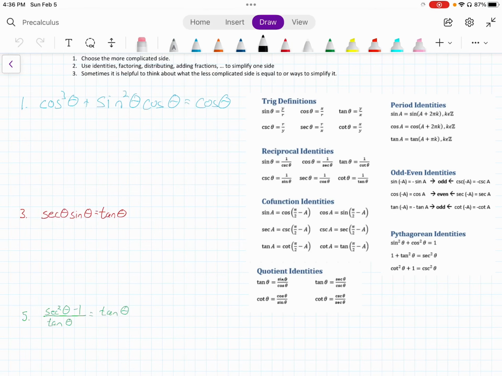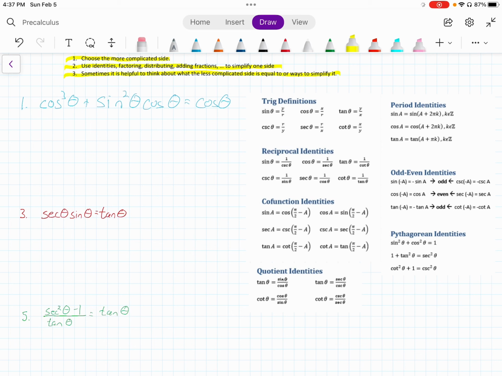We are going to work through several examples of verifying trigonometric identities. I have at the top here three things that will help us think through these. As you read them, choose the more complicated side. What we're going to do is choose the more complicated side, and try to simplify it to look like the less complicated side.